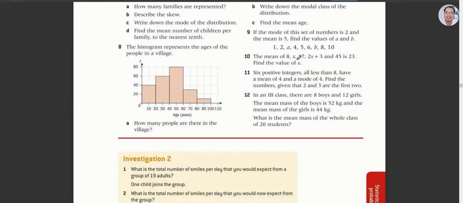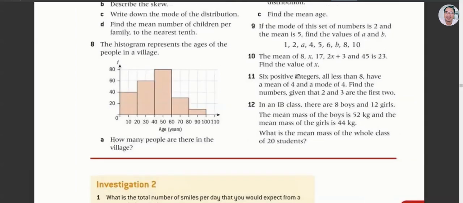So, question 10. Just an algebra question. Six positive integers, each less than 8, have a mean of 4 and a mode of 4. Find the numbers, given that 2 or 3 is in the first two. Mean of 4, mode of 4. Just ignore that, it's kind of weird.